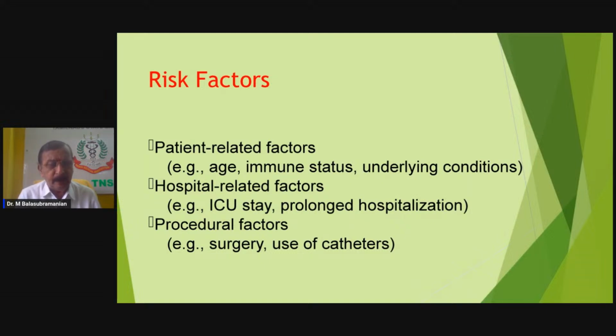Hospital-related factors: prolonged ICU stay, prolonged hospitalization. It is better that the patient is diagnosed right and treatment is correct and accurate, so he can come out of ICU in a few days and stay in the ward and get discharged within a week or 10 days. If it is prolonged, many times it leads to hospital acquired infection. And procedural factors like surgery and use of catheters can lead to other risk factors.